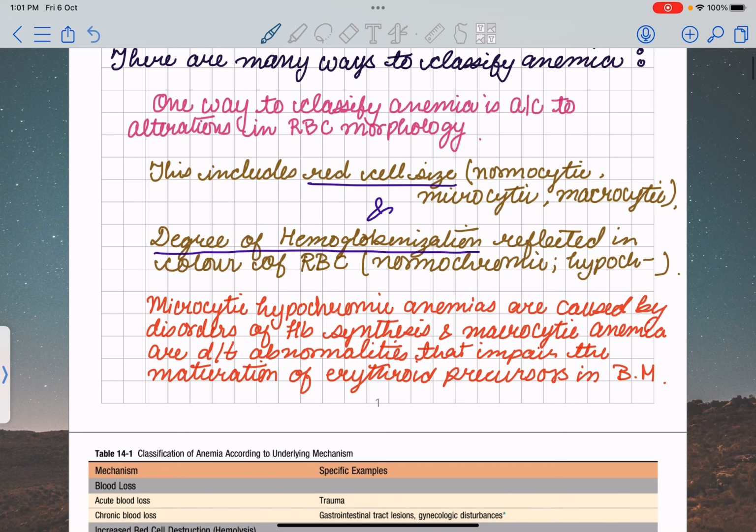One way we can classify is by red cell size. That is, we look at the pallor. We don't physically measure the RBC to see if it is big or small. We look at the pallor. It could be normocytic, microcytic, or macrocytic. And accordingly, there's a degree of hemoglobinization reflected in the color of RBC. Is it normochromic or hypochromic? Reduced color or normal color? There's no hyperchromic. So according to size, it could be normocytic, microcytic, macrocytic, and according to the degree of hemoglobinization, it could be normochromic or hypochromic. That is one way to classify anemia.